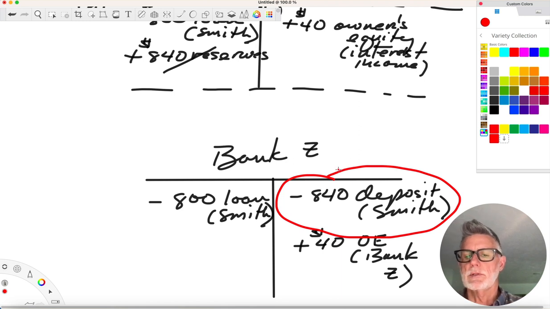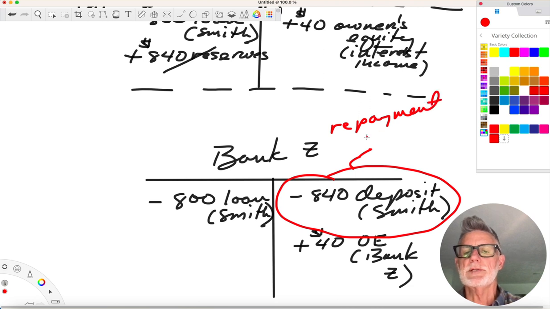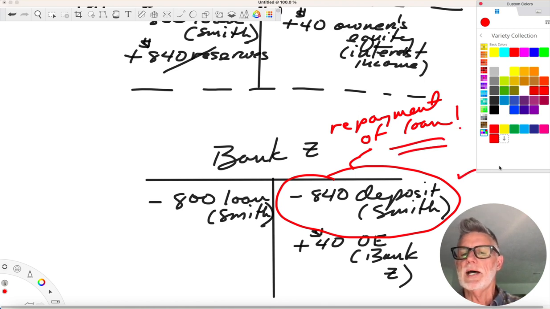Loans create deposits. The repayment of the loan destroys a deposit or reduces deposits. So the repayment of the loan, sorry for my handwriting, reduces the bank's level of deposits, just as the making of the loan expanded the level of the bank's deposits. Now, this is a decrease in the bank's liabilities, but nevertheless, this is also a decrease in the money supply, because deposits are money.